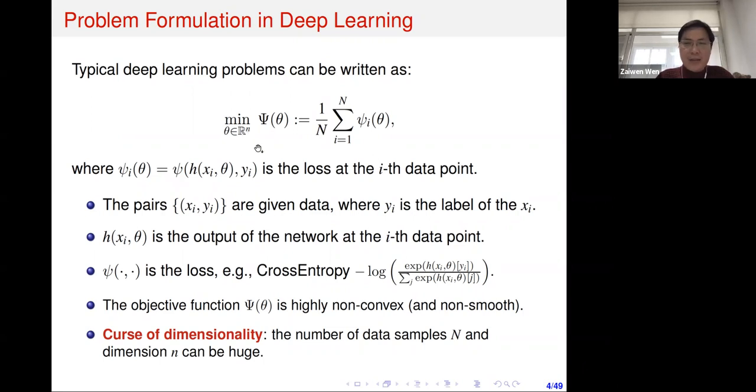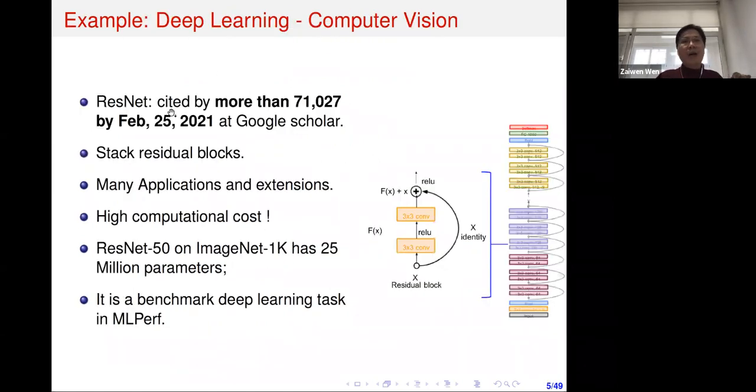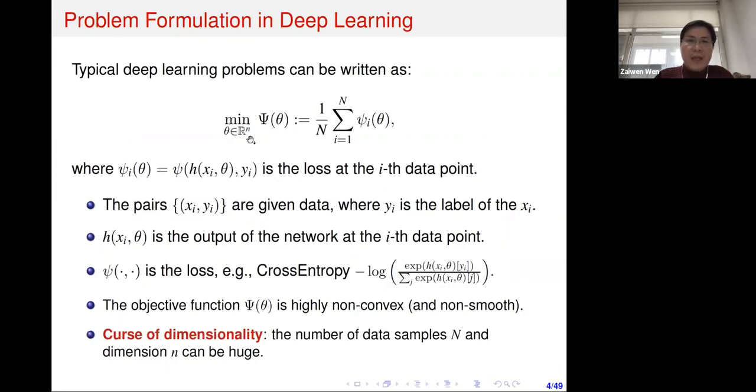I will explain later. For example, in ResNet, the architecture can be in this form. The number of parameters of ResNet-50 on ImageNet-1K can easily be 25 million variables. Therefore, given this huge number of parameters, the dimension of theta can be 25 million. Therefore, many things can be difficult. I will explain to you later.